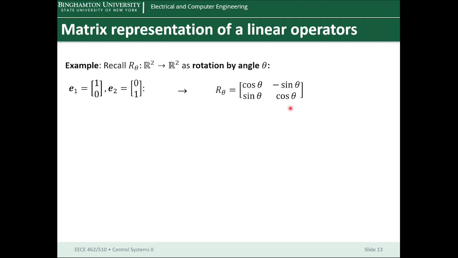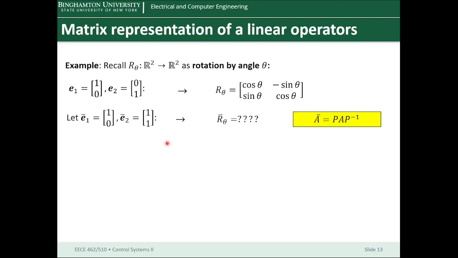Now, suppose we change the basis. Let's define a new basis for the same vector space. We set e bar 1 equal to (1, 0), which is exactly the same as the old e1. And we set e bar 2 equal to (1, 1). The question is, what is the matrix representation of rotation by theta in the new basis? In other words, what is R bar theta?